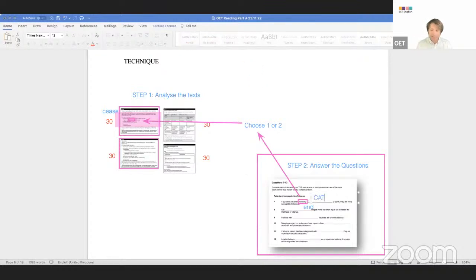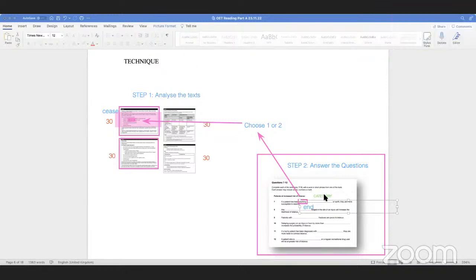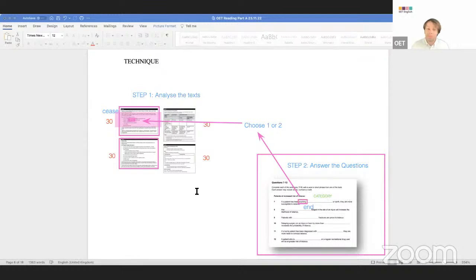Anyone know this answer? Category. Who said that? Yeah, who said category? So tell me, what do we mean by category? What does that mean? Can anyone help us? What do we mean by category here? Function. It's not the function, it's the kind or the type of answer I want.